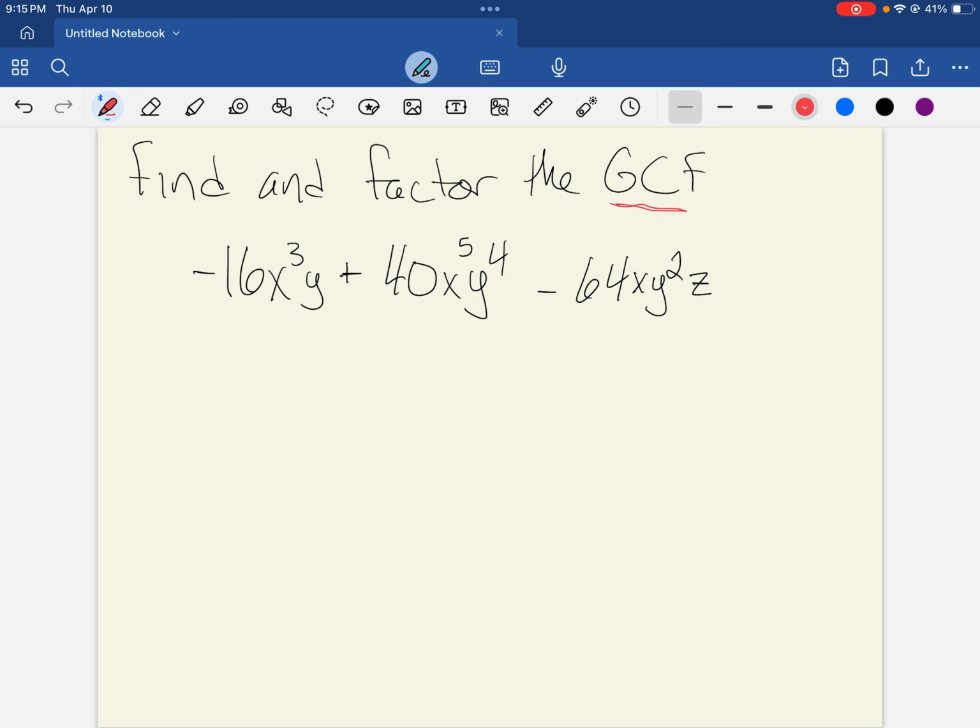This stands for the greatest common factor. And what we are looking for is the biggest thing that goes into all of our terms. So I am looking for what is the biggest term that goes into those three pieces. Now, our GCF has two different things going on in it. It has the constant and it has the variable. So I'm going to start with the constant.